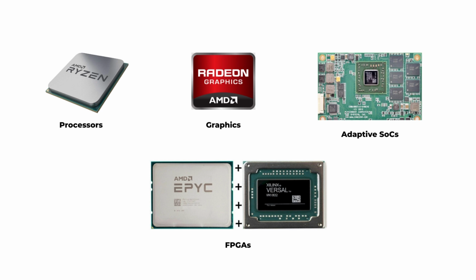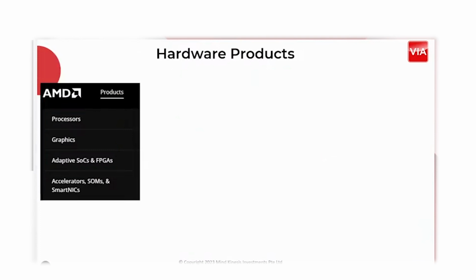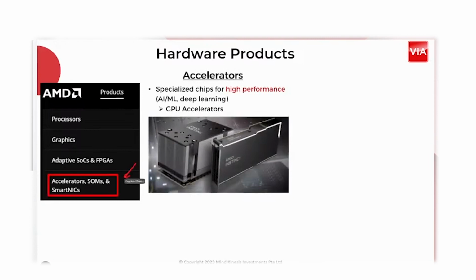Then followed by FPGA, programmable integrated circuits. They allow customization and optimization, so they are mainly used in scientific research, aerospace and defense science. Next, let's look at accelerators, SOMs, and smart NICs. The accelerator here is used for high performance computing, mainly for artificial intelligence, AI, machine learning, or deep learning. They are GPU accelerators, and their brand is AMD Instinct.